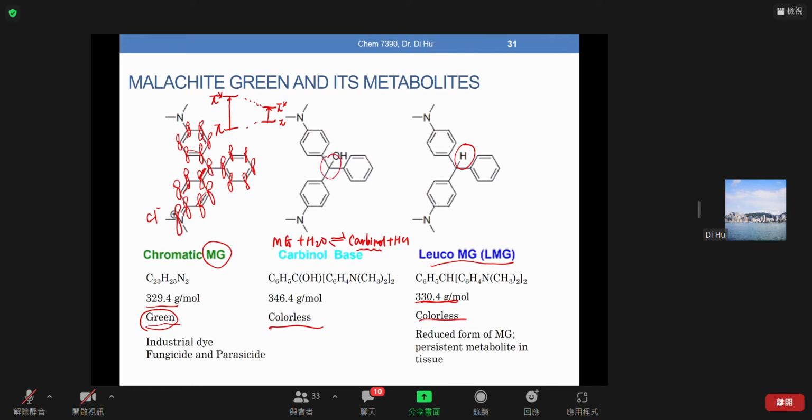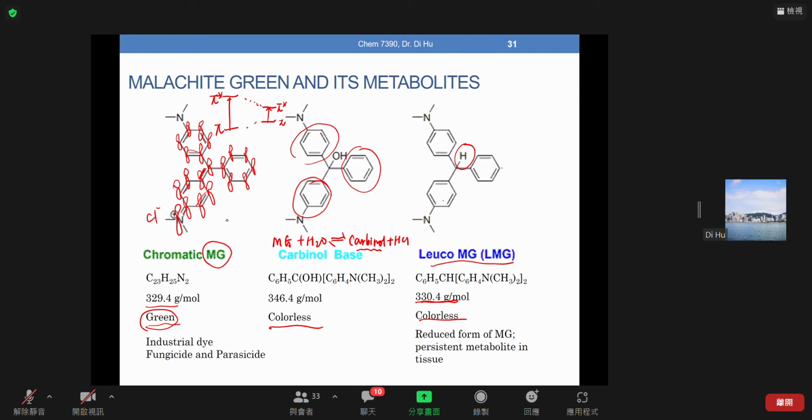So how about these two? Here there is no conjugation. It just has three separated pi systems, one on each aromatic ring. Here is the same. So that's why only methacon green has color, but the other two do not have color, right?